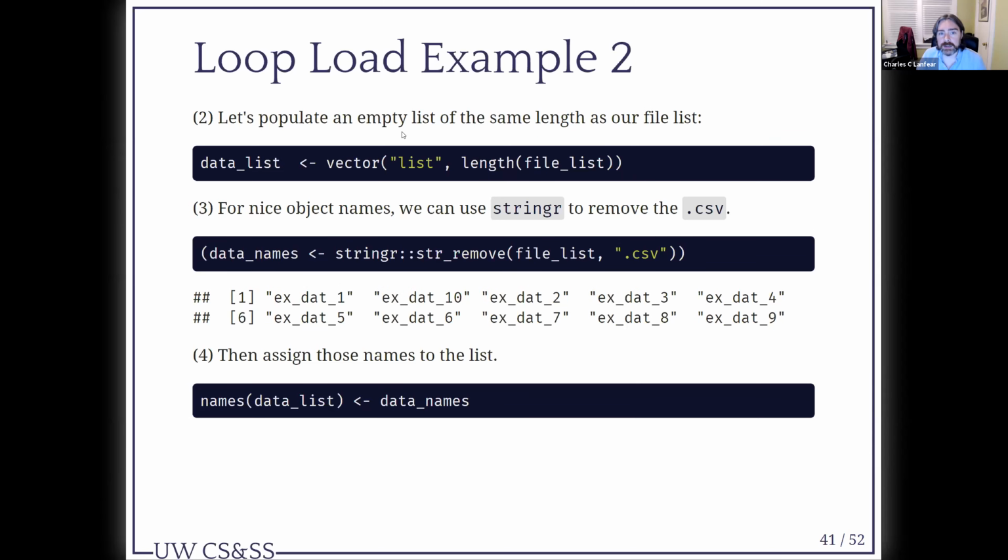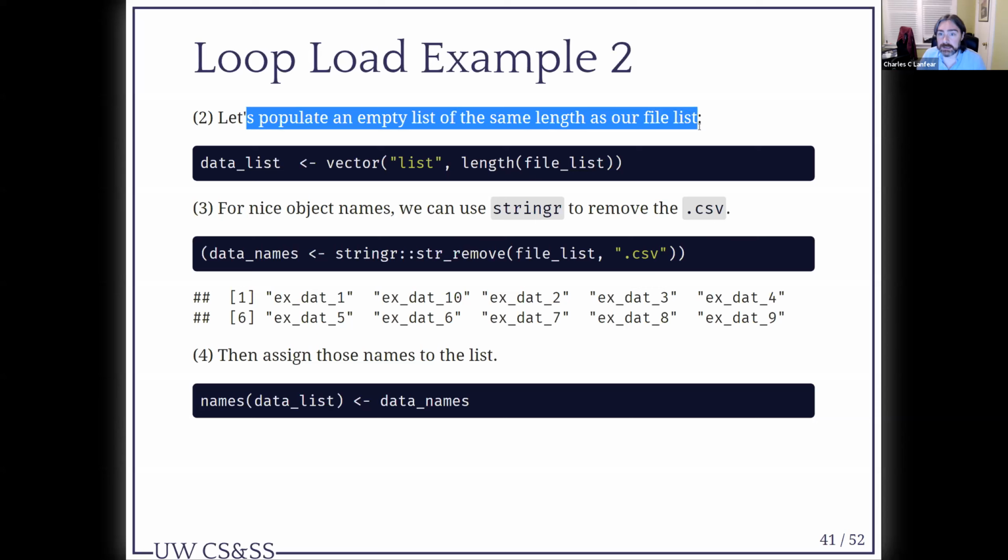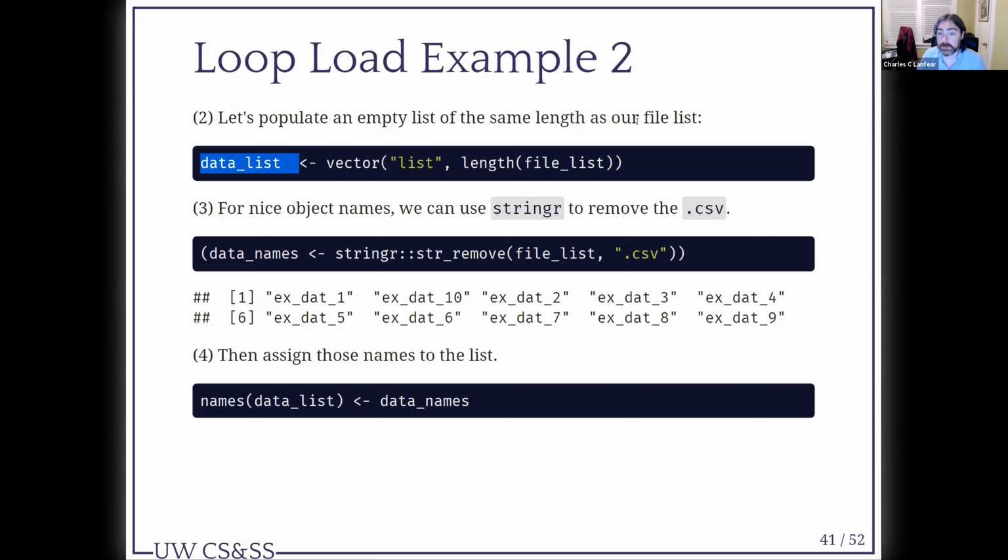So to do that, what I need to do is populate an empty list that is the same length as the number of files I have. We're going to write each file to a different element of the list. If there's 10 files, I need a length 10 list. So I'm going to create a data list, which is a vector of type list. Its length equals file list. That's 10.